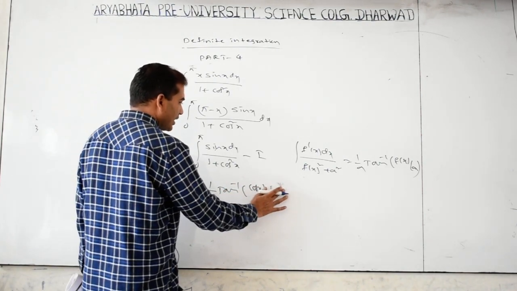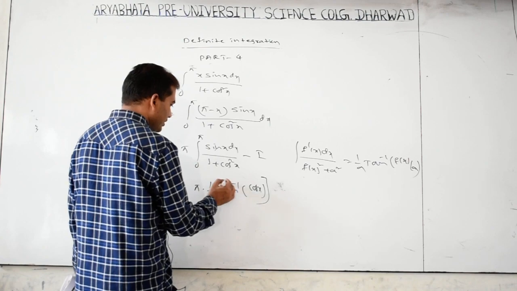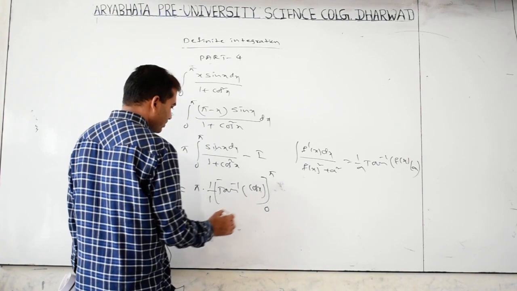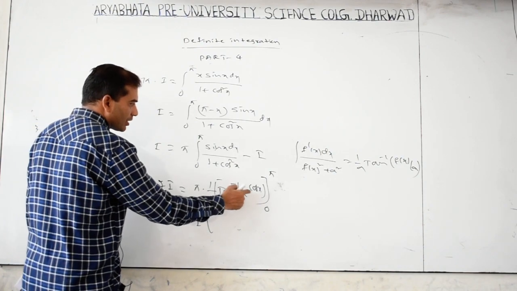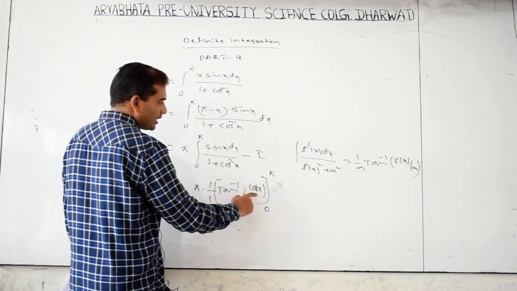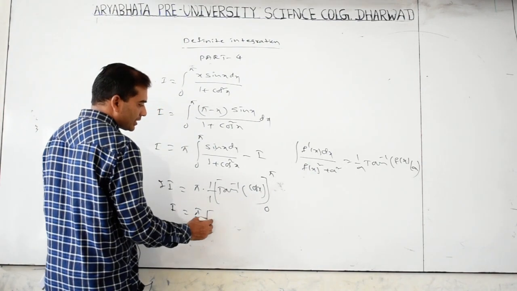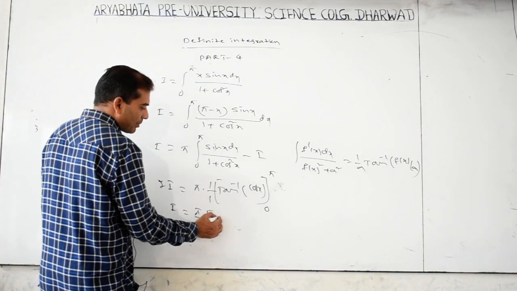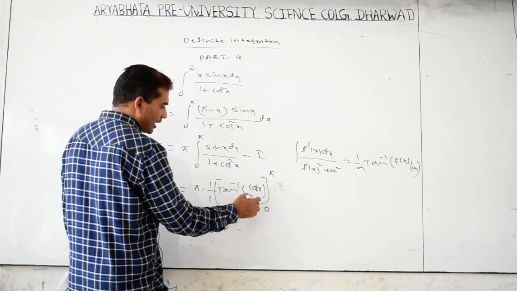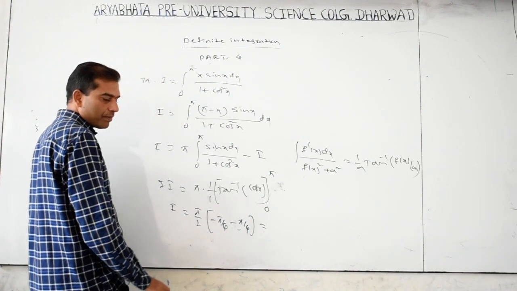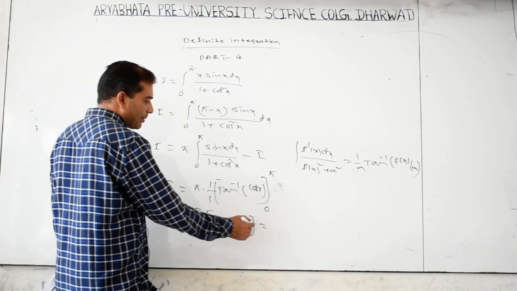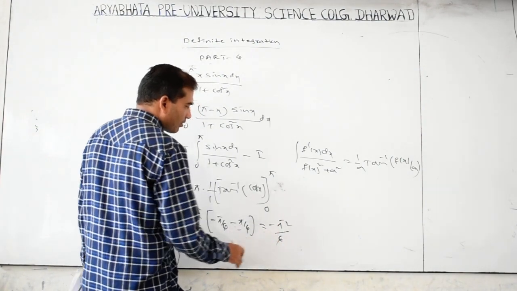So c we are not getting here. Okay, upper limit and lower limit. What is the lower limit? 0. Upper limit is pi. Finish. I is equal to pi by 2 times tan inverse of cos pi, which is minus 1; tan inverse of minus 1 is minus pi by 4. Cos 0 is 1, tan inverse of 1 is pi by 4. So minus pi by 4 minus pi by 4 is minus pi by 2, minus pi by 2 into pi by 2, minus pi square by 4.